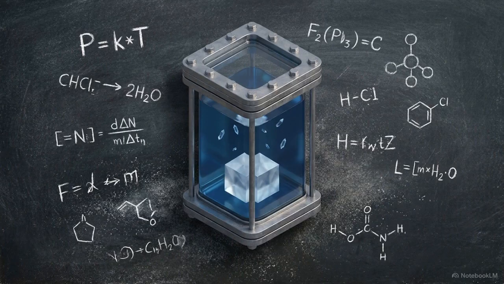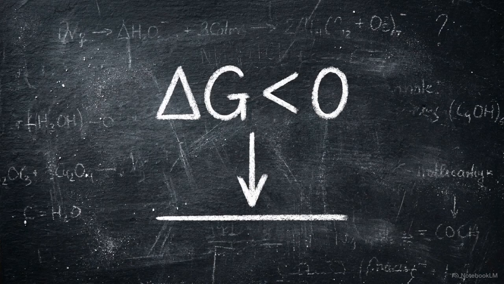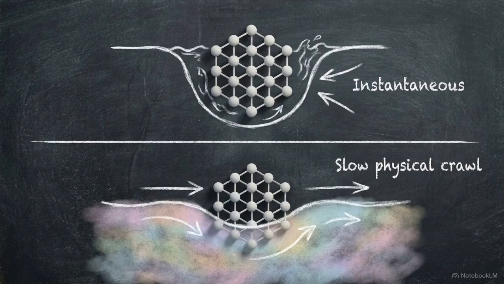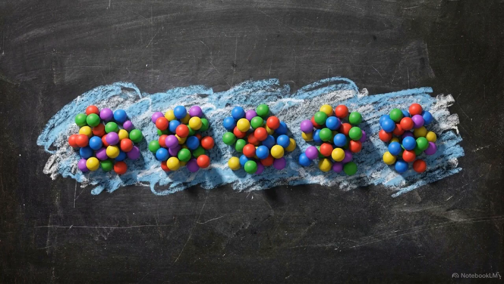For this entire two-stage process to occur spontaneously under constant pressure, the thermodynamic energy balance, specifically the change in Gibbs free energy, must be negative. The system must move toward a lower energy state. Because the initial interfacial reaction is practically instantaneous, the slower physical crawl through this static boundary layer dictates the speed of the entire sequence. Diffusion is the rate-limiting step.